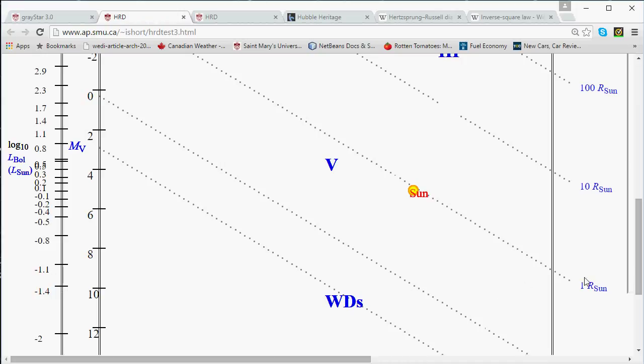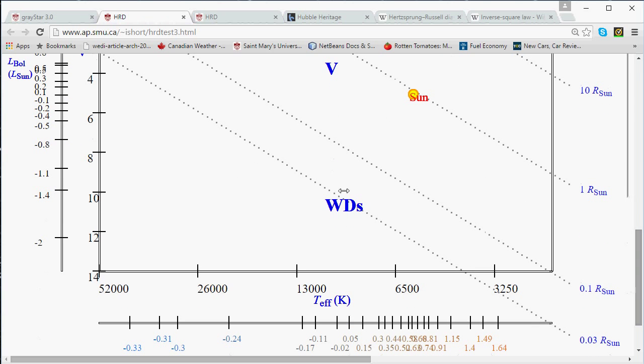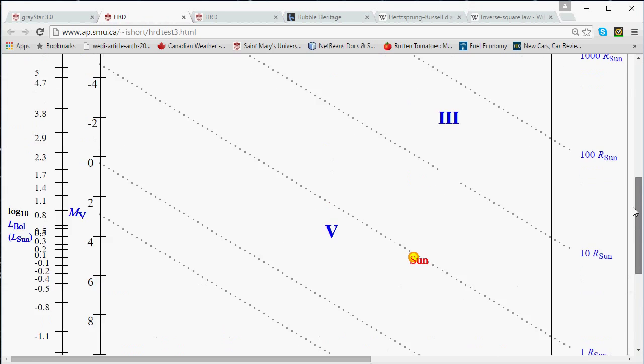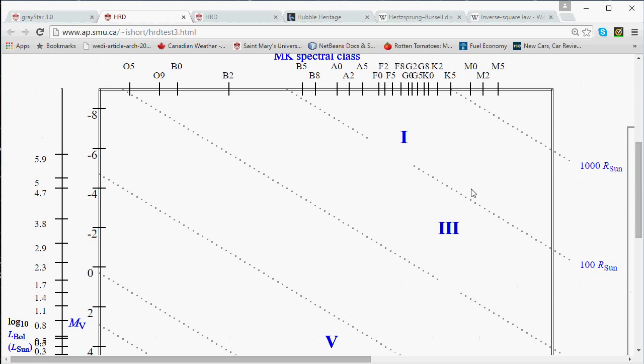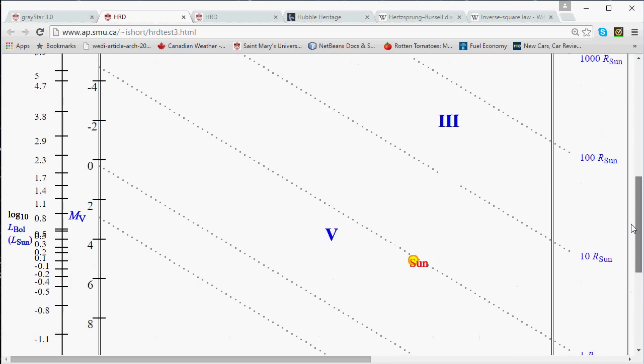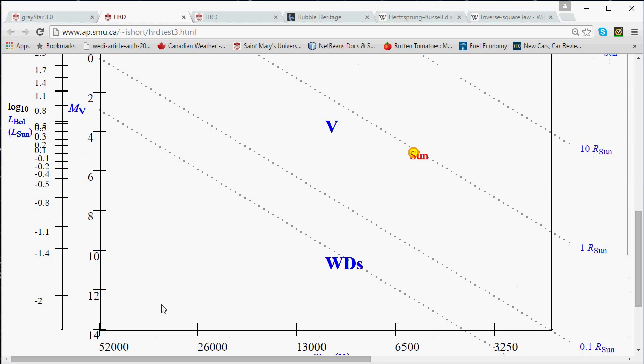And what that does, once again, is it stretches out the bottom of the plot where the faint stars are, and it compresses the top of the plot where the bright stars are. Otherwise, all the faint stars would be scrunched together at the bottom of the plot, and we wouldn't be able to see what's going on.